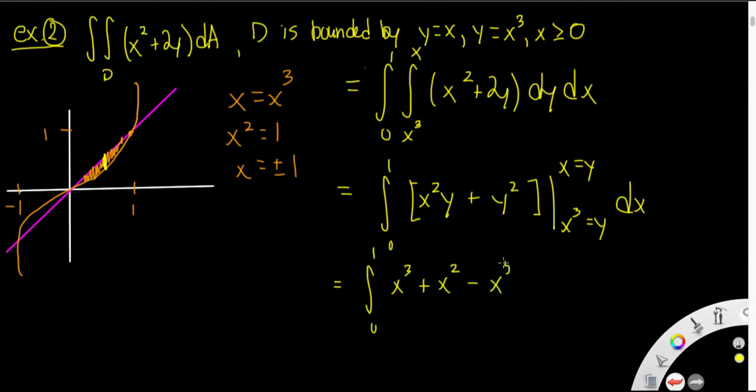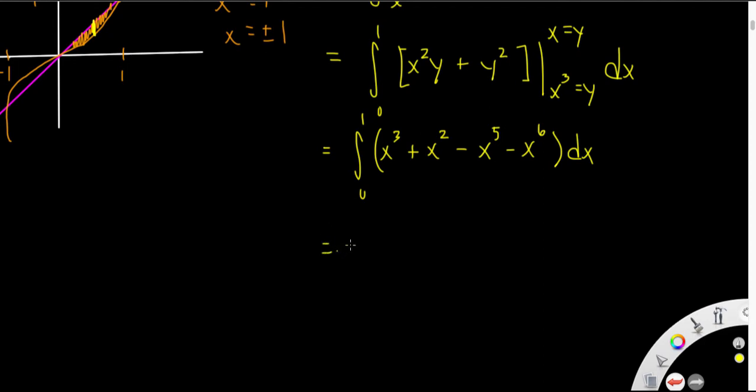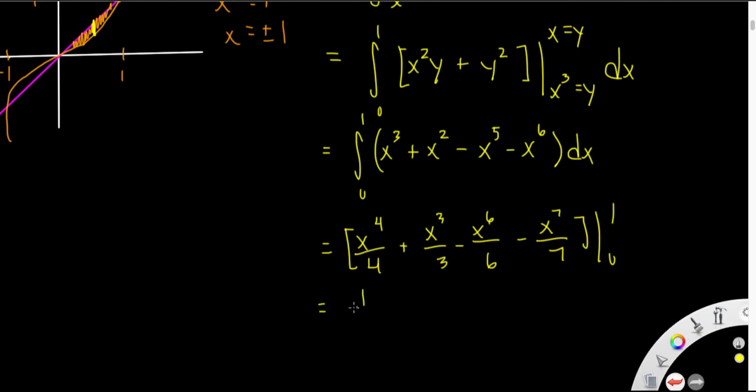x to the 5th minus x to the 6th. Okay, a little bit annoying. That's fine. Scroll down here. And antiderivative will be x to the 4th over 4 plus x cubed over 3 minus x to the 6th over 6 minus x to the 7th over 7. Okay, evaluate this from 0 to 1. And we have a 1/4 plus a 1/3 minus a 1/6 minus a 1/7.